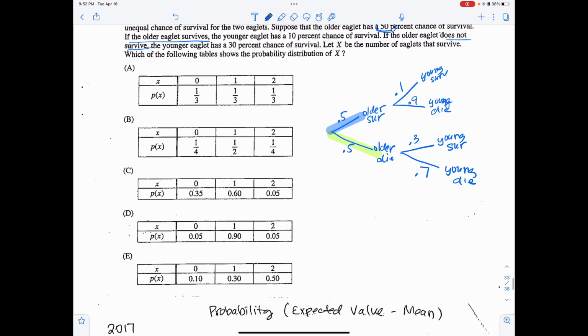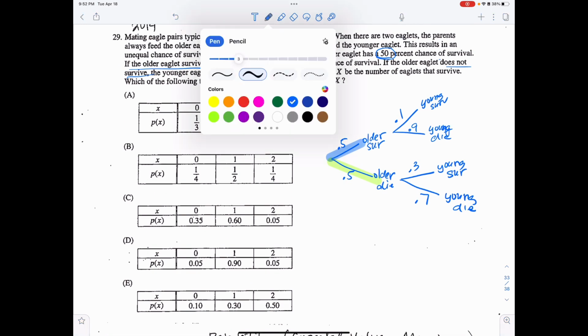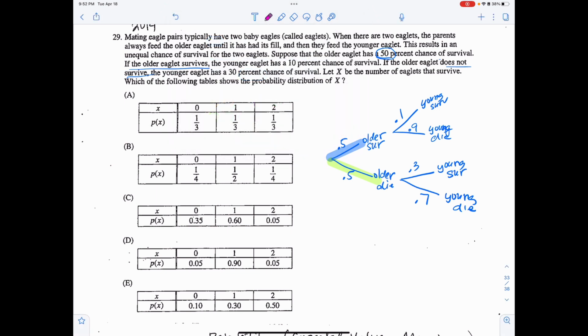What's the probability distribution? So what I'm going to do is I'm going to say, okay, let's think about it. If the old survives, I have 1 eagle. If the young survives, there's 1 more eagle, so that would be a total of 2 eagles. The probability of that happening would be 0.5 times 0.1, which is going to be 0.05. If the older survives and the young die, I'd have 1 eagle, and the probability of that happening is 0.5 times 0.9, which is going to be 0.45.